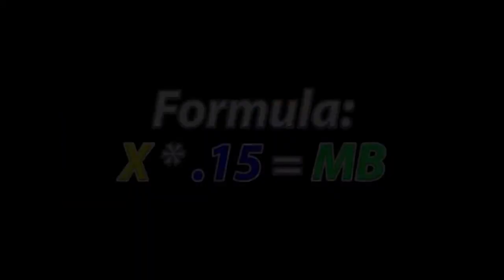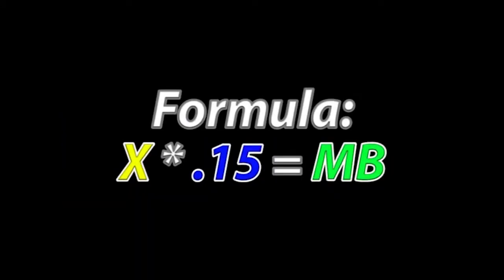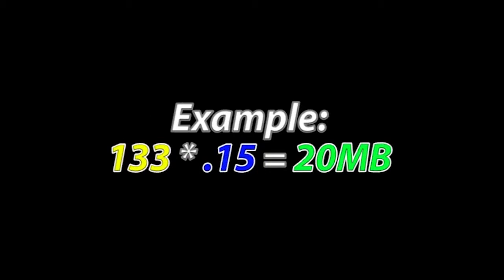So when you do the conversion, all you have to do is multiply whatever X speed you have times 0.15, and that will give you the megabyte speed. So 133x times 0.15 is about 20 megabytes per second.